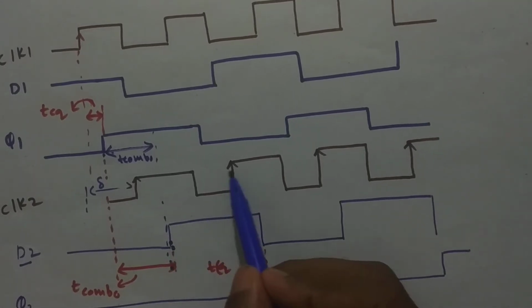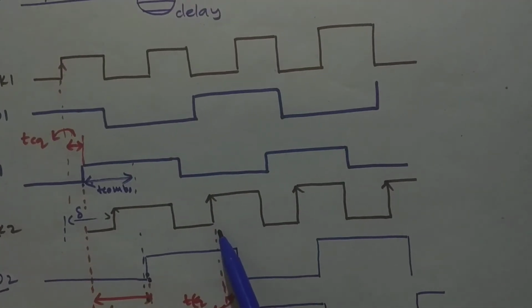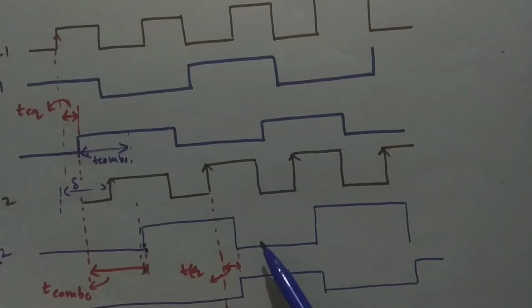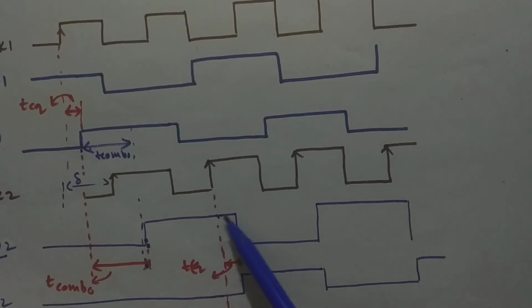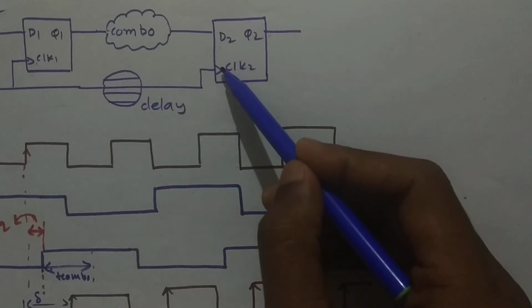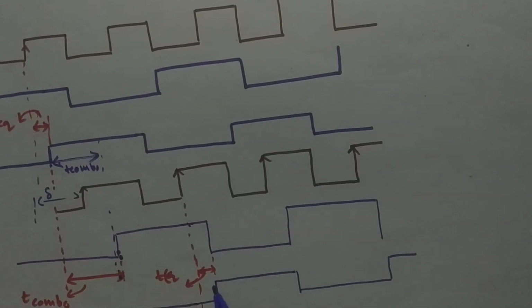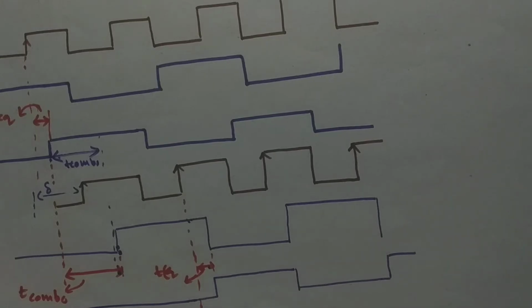Now whenever the positive edge comes at clock 2, then we will detect D2. When D2 is detected, after a certain period of time, TCQ, again TCQ is there, from C to Q2, there's a certain amount of delay for it. So you are going to get TCQ again, and then you're going to get our output Q2. I hope you understood it.